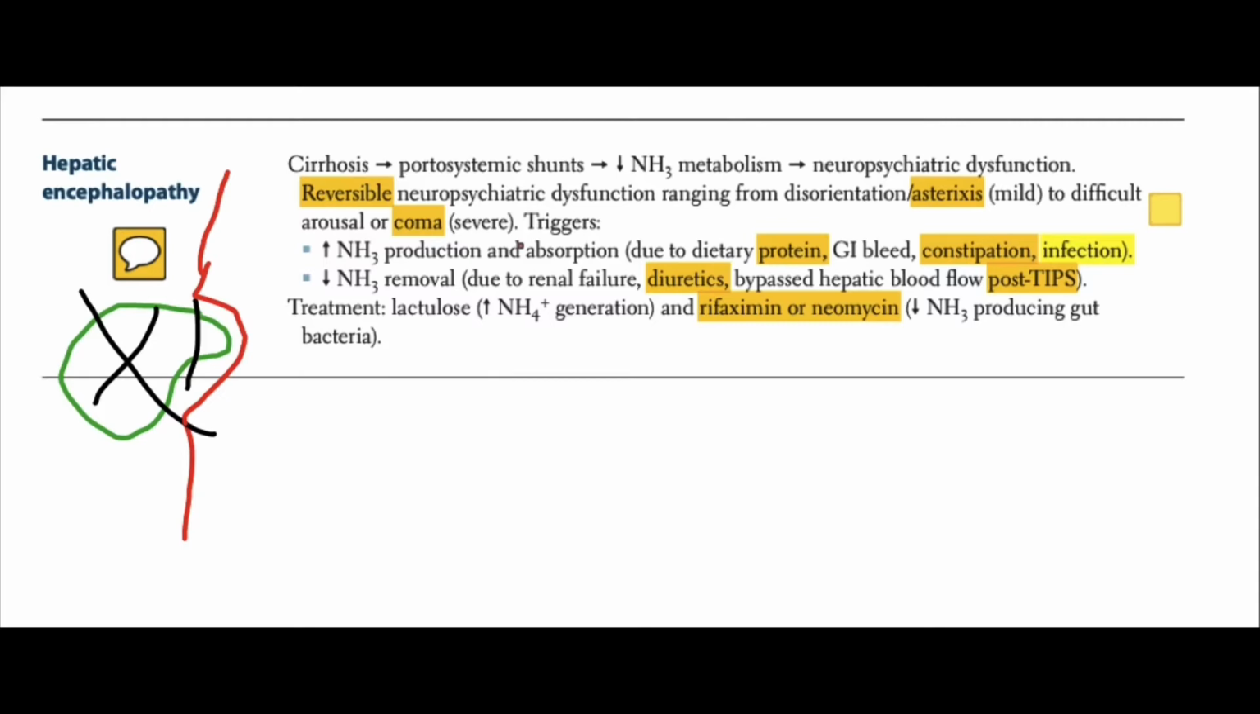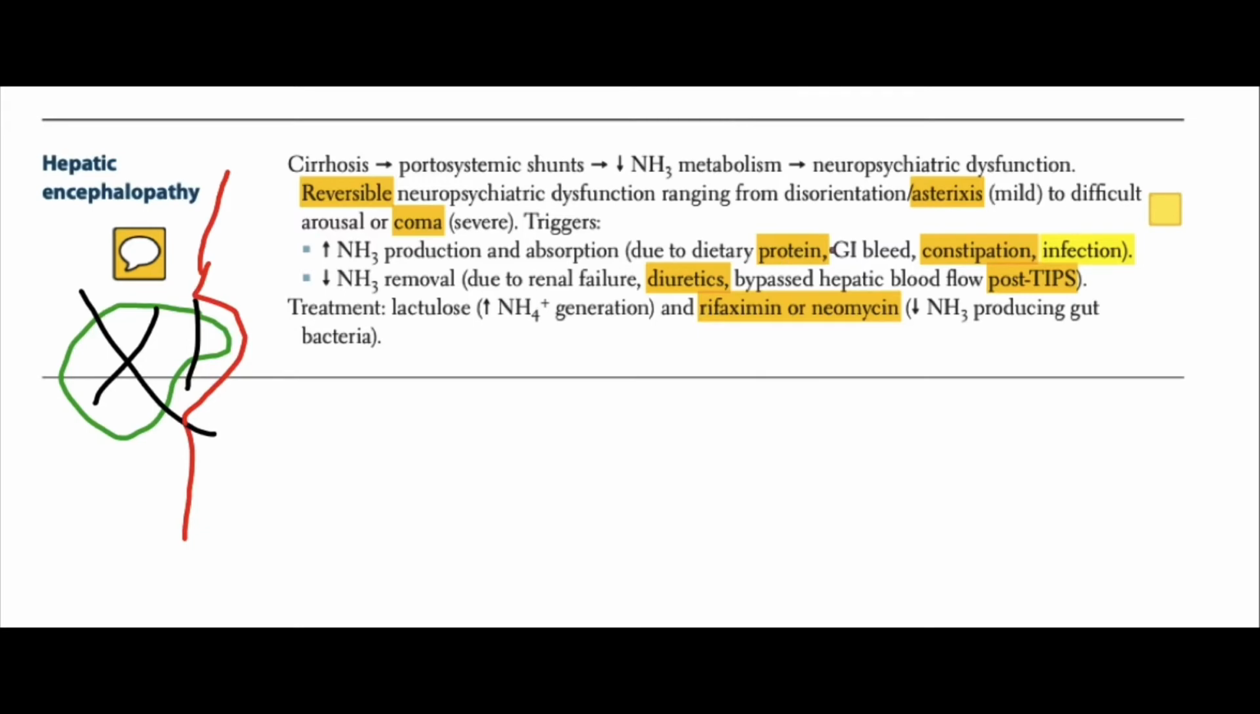Now we will talk about the triggers of hepatic encephalopathy. The first is increased production and absorption of ammonia, that can be due to dietary protein. When there is an increased amount of protein in our diet, there will be increased absorption of ammonia from the GI tract, and as the liver is not functioning properly, that will lead to an increased amount of ammonia in the blood, that will eventually move to the brain.